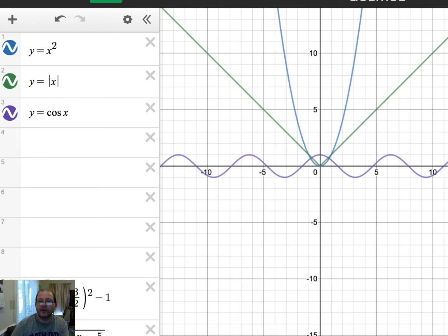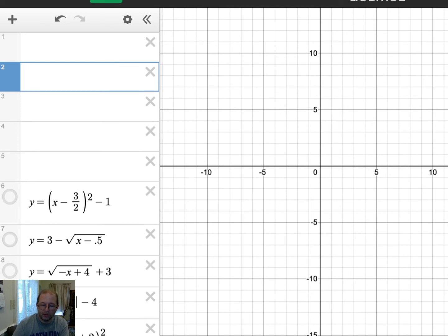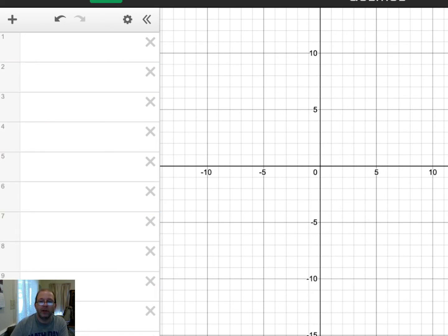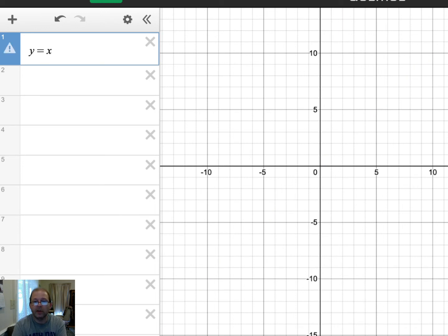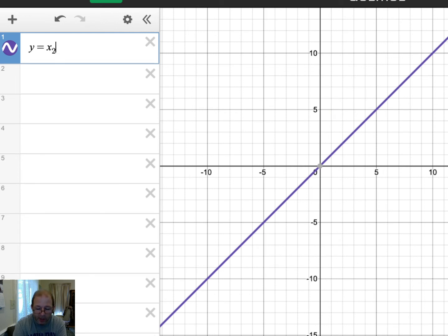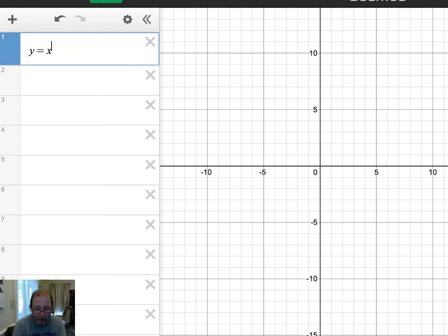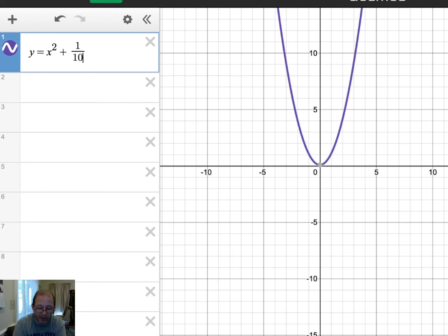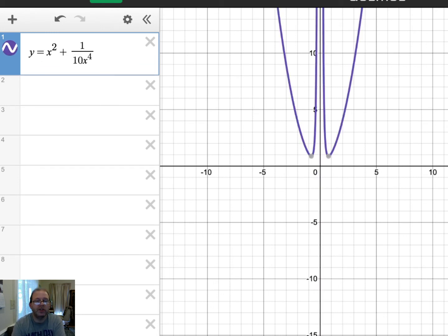Let's switch over here to Desmos. If I just put x to the 4th or x to the 6th or x to the 8th, that gives me something with obvious y-axis symmetry. If I put in x squared plus 1/10 x to the 4th, notice we get this crazy looking function that also has y-axis symmetry.